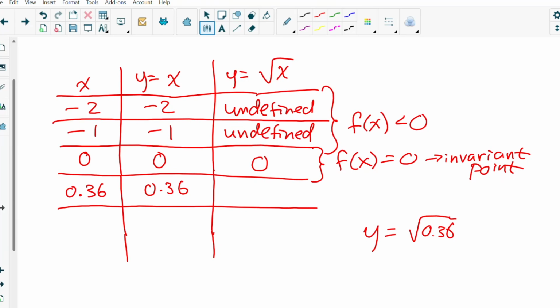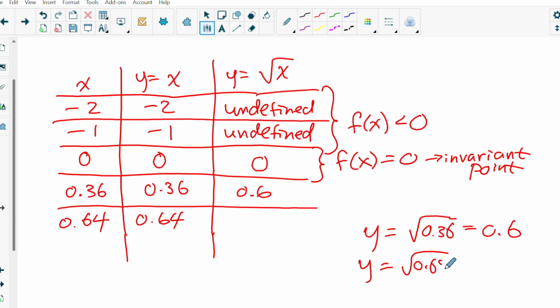All right, so I do square root of 0.36. Well, that's 0.6. Let's do another one, 0.64. Well, y just equals 0.64. But when I take the square root of 0.64, I get 0.8.